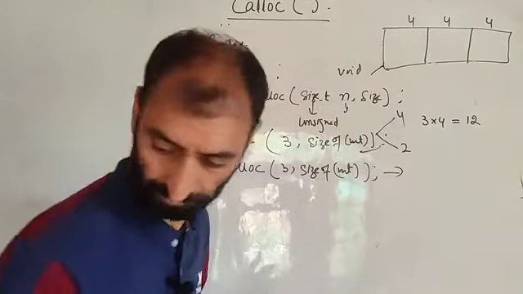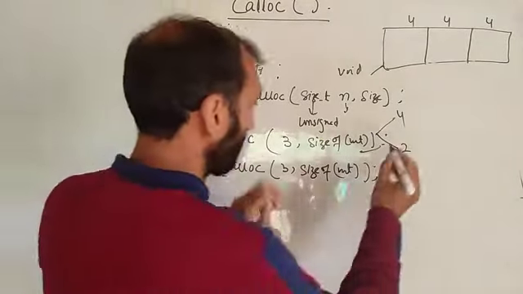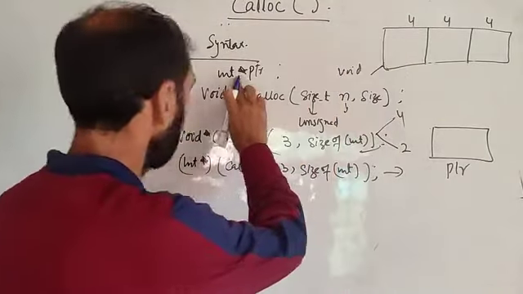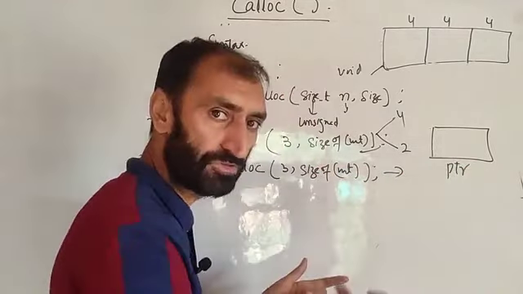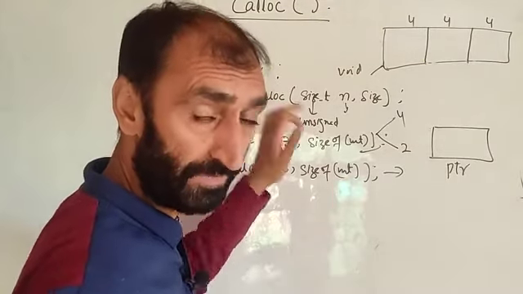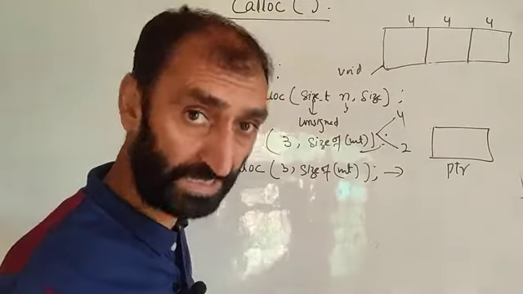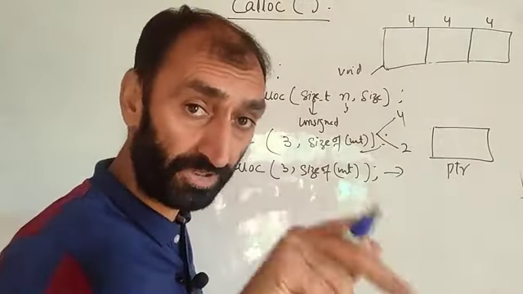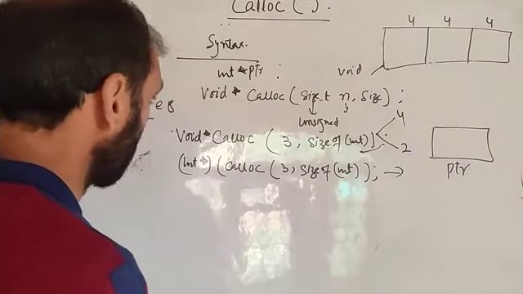That means I have declared here a pointer ptr, a pointer to integer, so the memory for this ptr is allocated from the stack, because it's a static variable. Static memory allocation is always done from the stack only, and dynamic memory is allocated from the heap portion, which I have already told you in the first video of this dynamic memory allocation series.